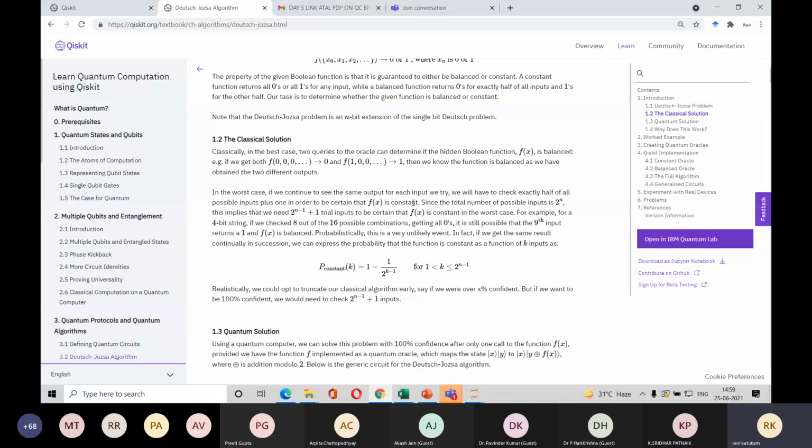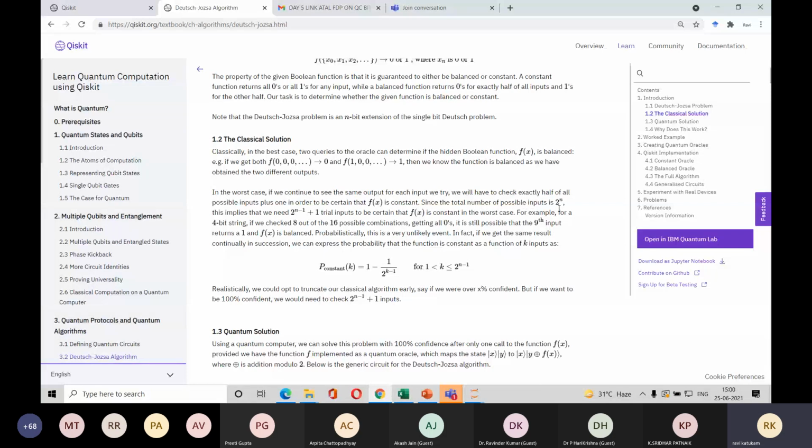Let us say there are 4 inputs that we are trying. So at least 2 plus 1, that means 3 iterations I need to make to decide, to declare whether it is constant or balanced. Okay, so same is the point described.